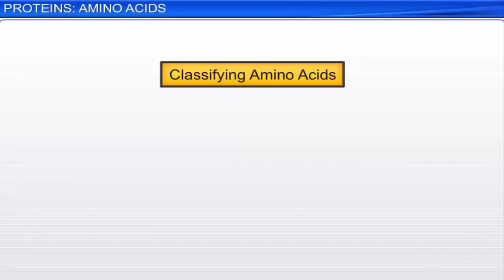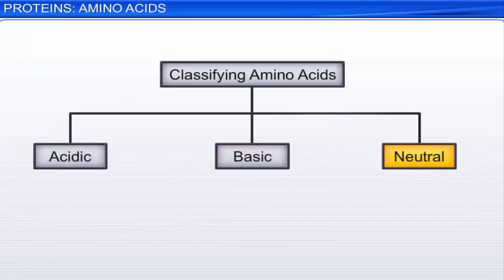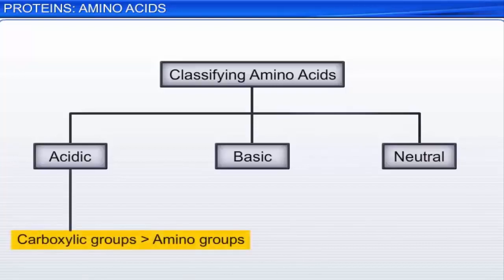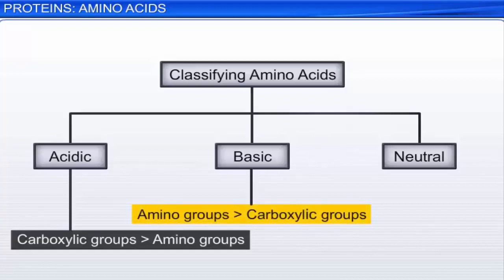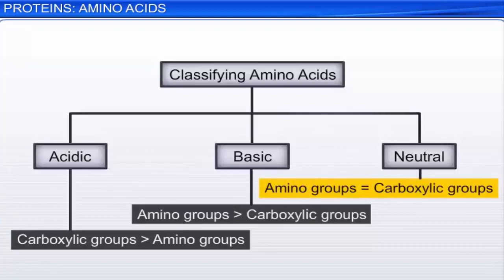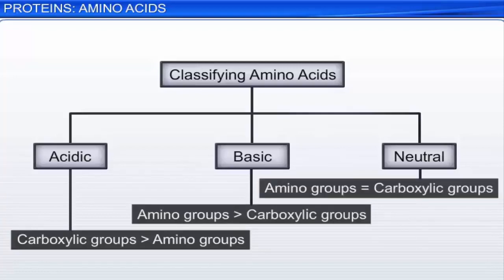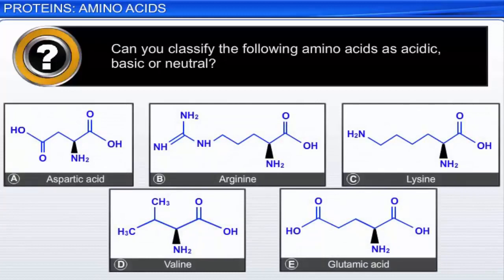Amino acids can be classified as acidic, basic, or neutral on the basis of their nature. An amino acid is acidic if it contains more carboxylic groups than amino groups. It is a basic amino acid if it contains more amino groups than carboxylic groups. Neutral amino acids contain an equal number of amino and carboxylic groups. Can you classify these amino acids as acidic, basic, or neutral? Look carefully at the structures.